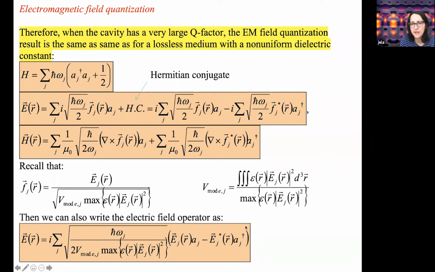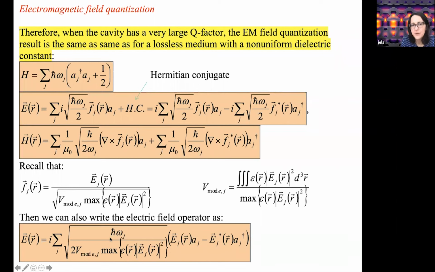So I'll write only the electric field operator because I care only about that one for the purpose of teaching the next chapter. But here is how the electric field operator would look like. And it is very, very similar to the one that you had for free space. It will have an annihilation operator, a creation operator. It's Hermitian, right? Because it's equal to its Hermitian conjugate. What's E_j of r? E_j of r is just the electric field pattern, the classical electromagnetic field solution. So that's preserved there. The spatial field distribution is preserved, and it's normalized by the mode volume.